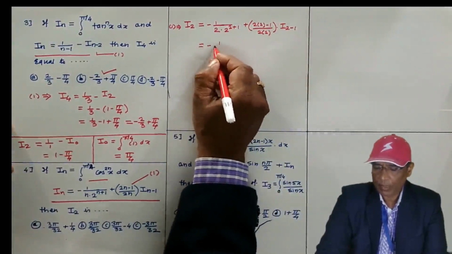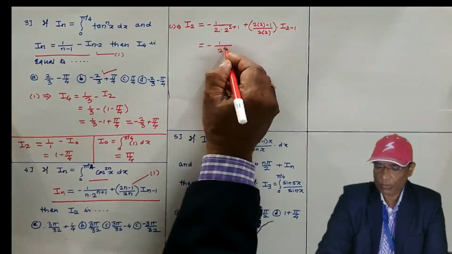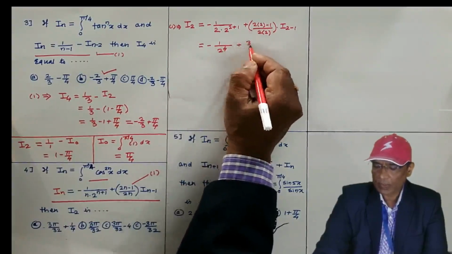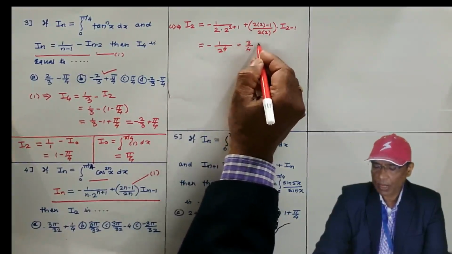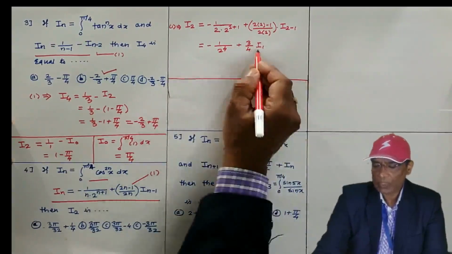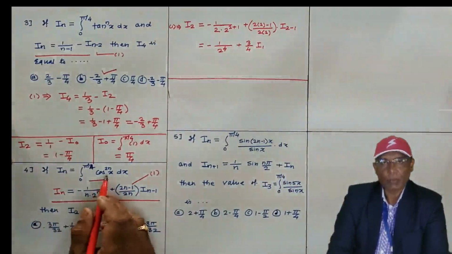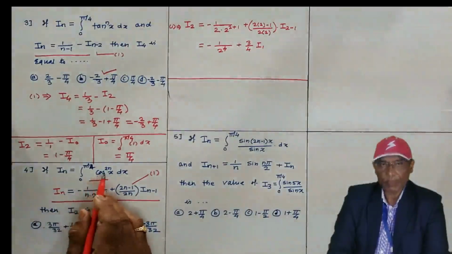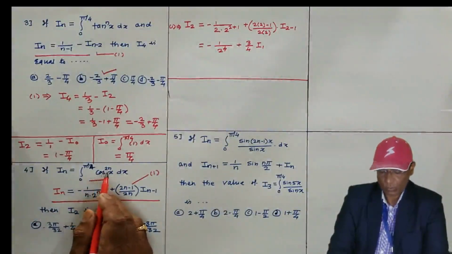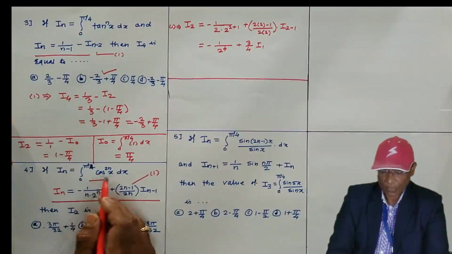Therefore, this is 1 by 2 power 3, 2 is 2 power 4, you can write 16 also directly. 4 minus 1 is 3, 3 by 4. And this is I1. So find the value of I1 separately. How do you get the value of I1? You can find the value of I1 from here also. If you put n equal to 1, then integral 0 to pi by 4 of cos raised to power 2, and cos square x can be written as 1 minus cos 2x by 2.